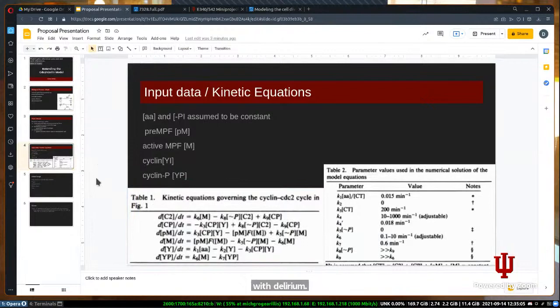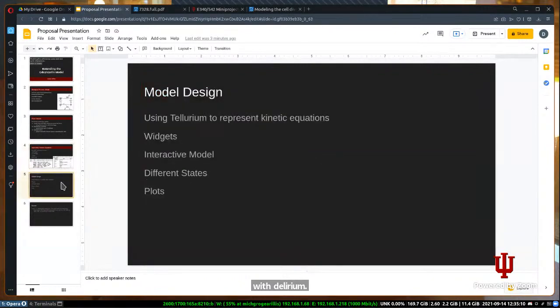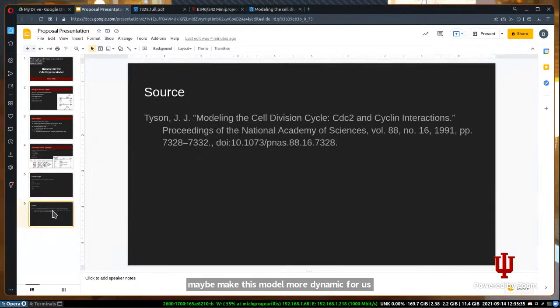They've provided all the data that I would need to use. I think I would want to extend this model because it was made a long time ago, in 1991. So I think I could use our tools in Python to maybe make this model more dynamic for a user. That's what I've got.